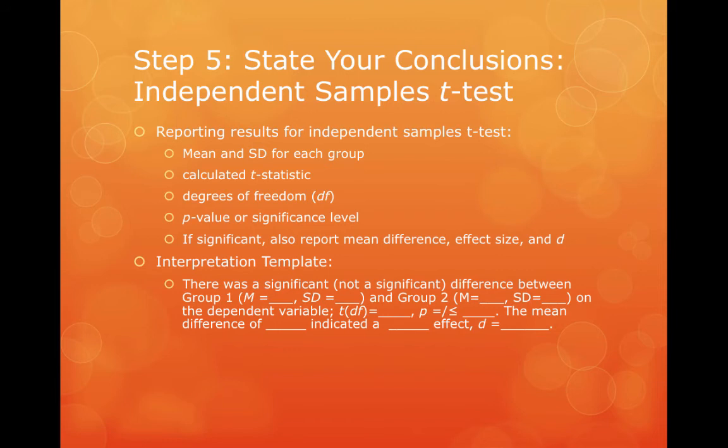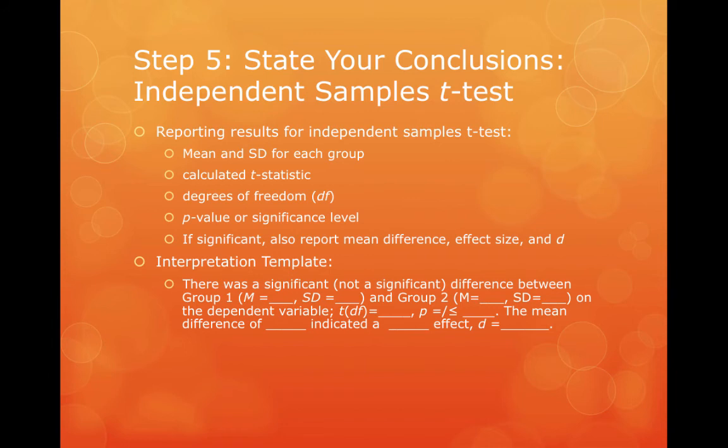There was a significant or not a significant difference between group 1, stating their statistics, and group 2, stating their statistics, on whatever your dependent variable is. We have our t statistic, followed immediately by degrees of freedom in parentheses, and then stating our t statistic. If we know our p-value from SPSS, we put p equals. But if we don't know, and it's a hand calculation, we'll do p is less than or equal to 0.05, which is our alpha level. If it's significant, then you follow up with this last sentence, that the mean difference of, whatever that mean difference is between group 1 and group 2, indicated a small, medium, or large effect, and then we state our d.